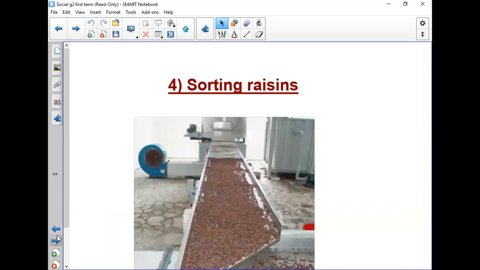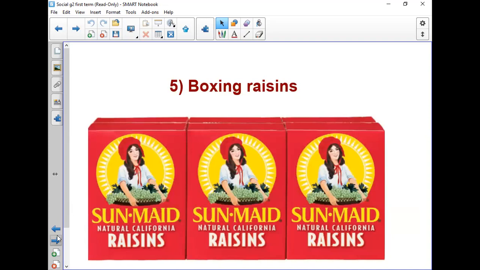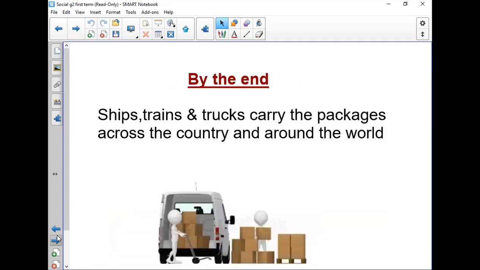The fourth step is sorting raisins. They send it into machines to sort the raisins from each other because we want one by one. Okay, so they start to sort it by using machines, to separate the raisins from each other. After they sort the raisins, they box raisins, or boxing raisins, and by the end they send it to the market for customers to buy.